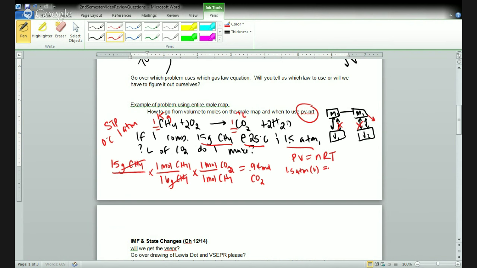I'm solving for volume. The moles is what I just solved for, which is 0.94. The R number will be given to you every single time, which is 0.08206. And remember, anytime we're doing temperature in PV=nRT, it always has to be in Kelvin. So I'm going to add 273 to my temperature to get 298 Kelvin. Now I would just do algebra. I would do my moles times my R times my temperature.